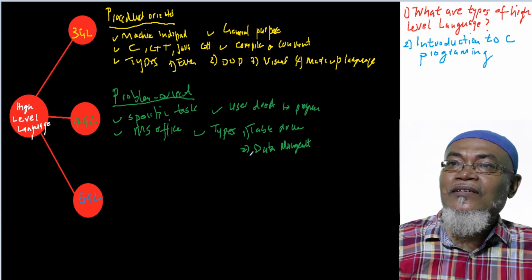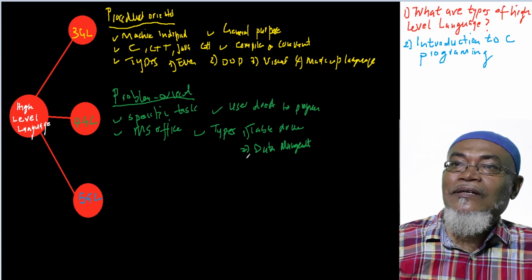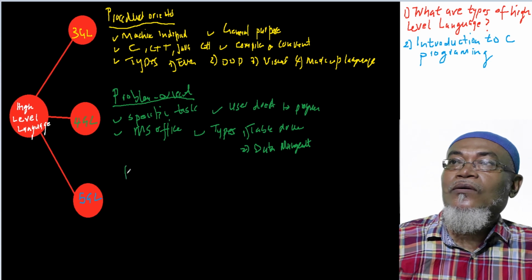That is what we call a 4G high-level programming language, which is called problem oriented. Let's go to the third one.